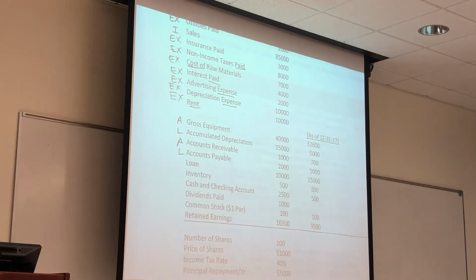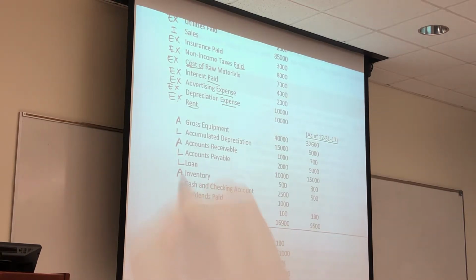Loan, that's around the same thing. Inventory, the amount of stock I have wherever. That's something that I can use later on, which is an asset. Cash and checking accounts, the money I have in my wallet and in my bank, which I can use and rely on, so it's an asset.